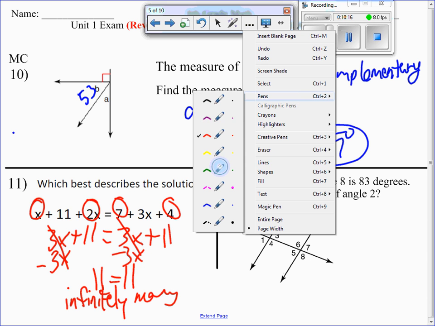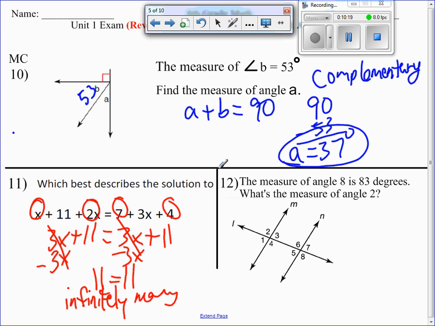Number 12, the measure of angle 8 is 83. What is the measure of angle 2? Well, it's also 83 because they are alternate exterior angles. That's 83. That's 83. So we know those four are all 83.